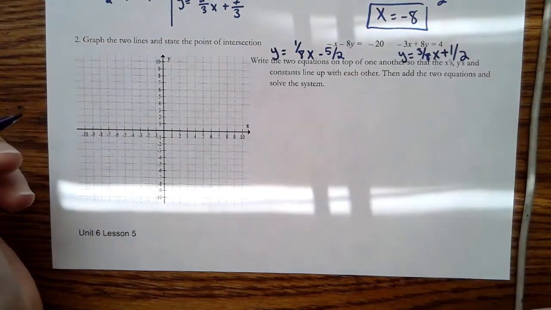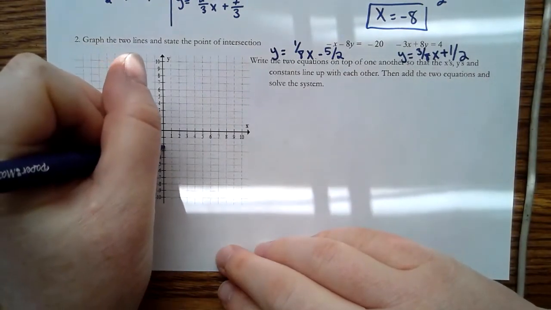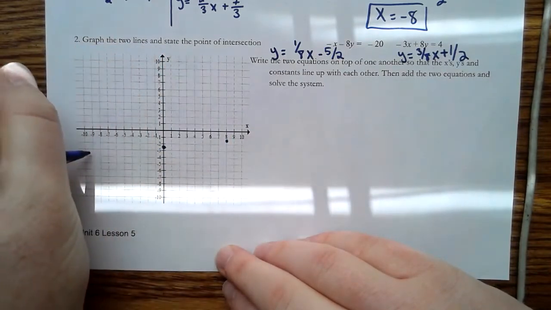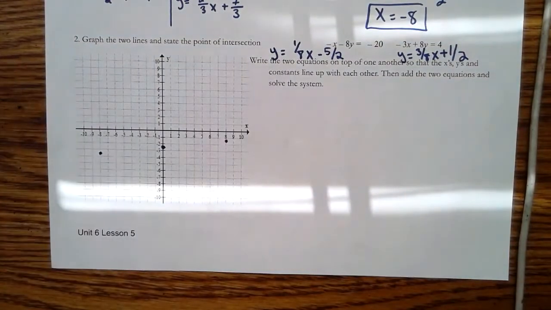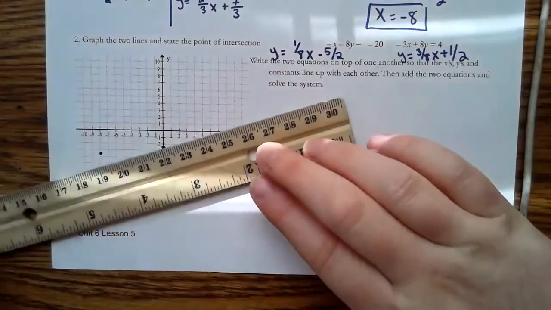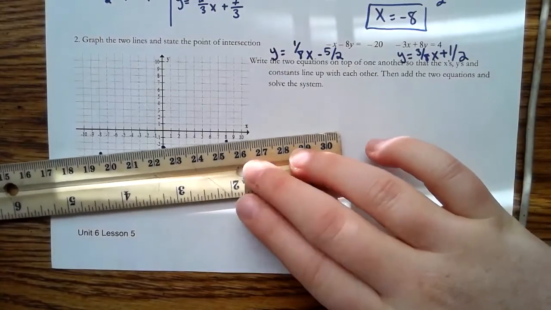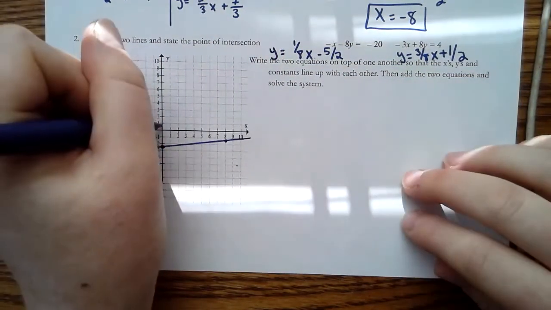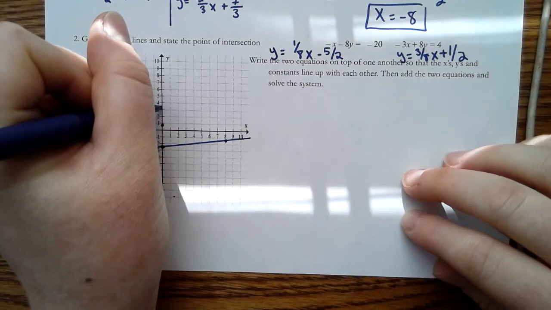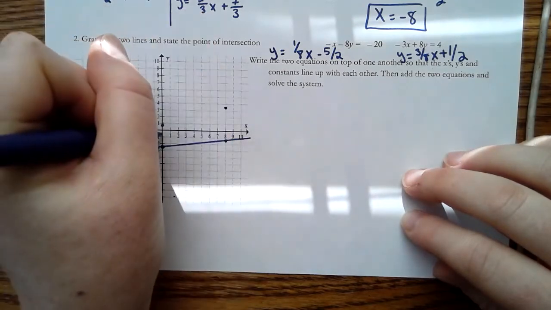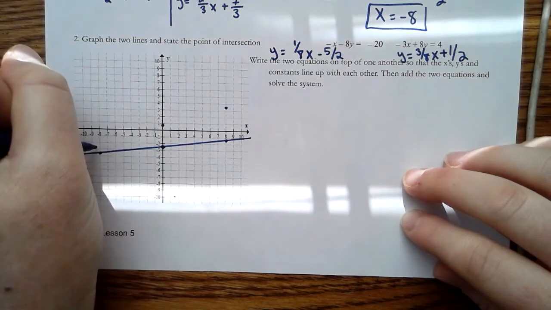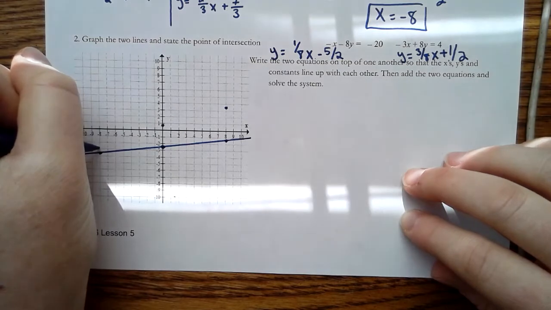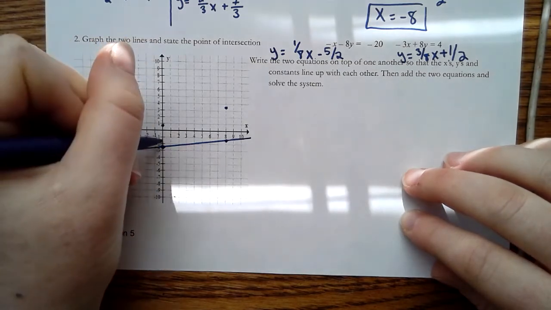So negative 5/2 is 2.5. I'm going to go up 1 over 8. Down 1 over 8. So there's my first line, kind of, sort of. It's a little sketchy because of those fractions, but we're just going to try our best. And then 1/2, up 3, 1, 2, 3 over 8. 1, 2, 3 over 1, 2, 3.